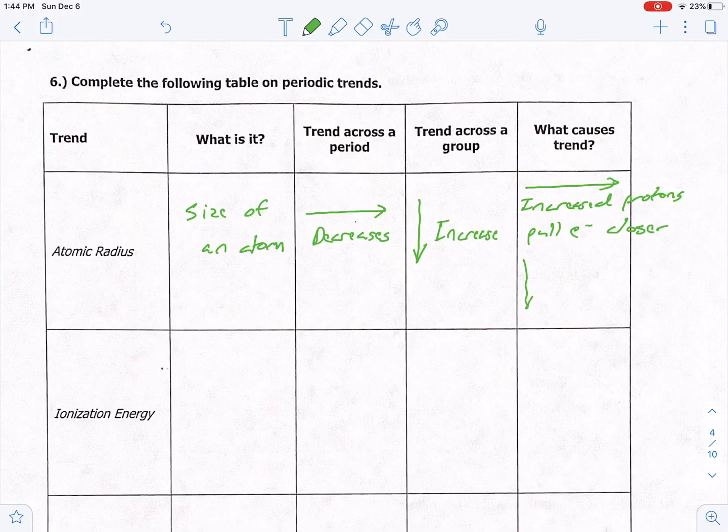Then as we go down, okay, we're adding energy levels. So we're adding more and more of those electron rings. So adding more energy levels. Okay, so adding more and more electrons which would definitely make the atom bigger. And then also the shielding is pushing electrons further.